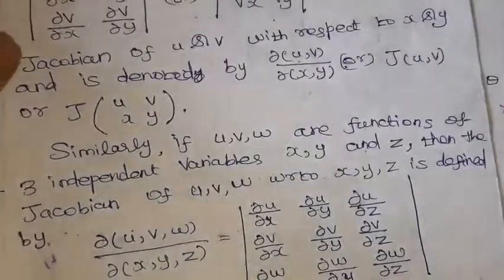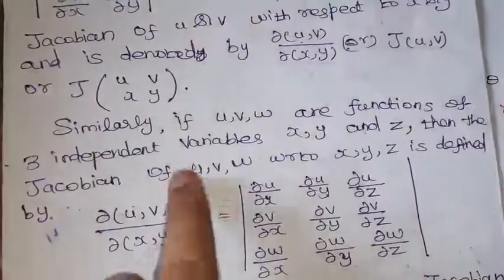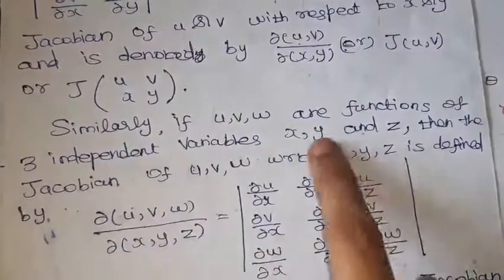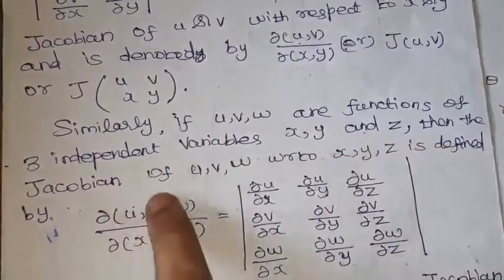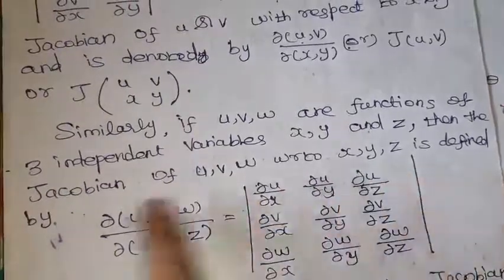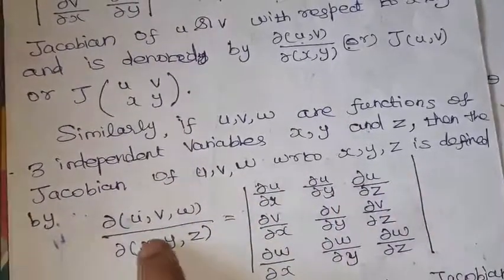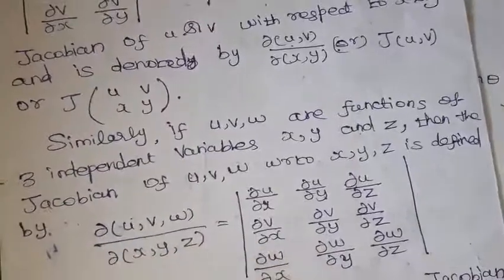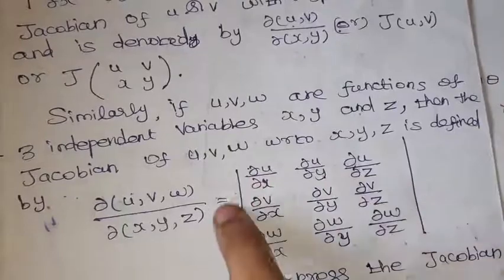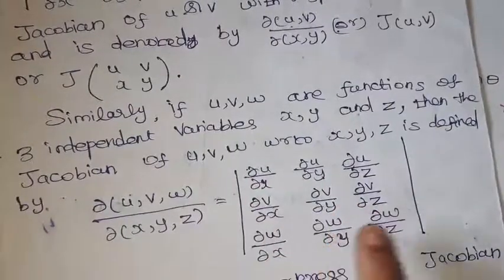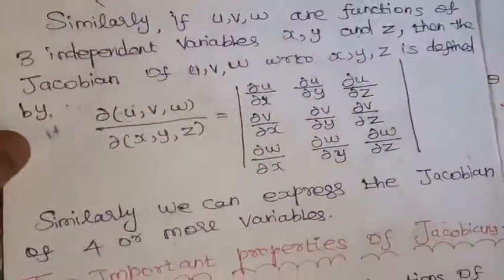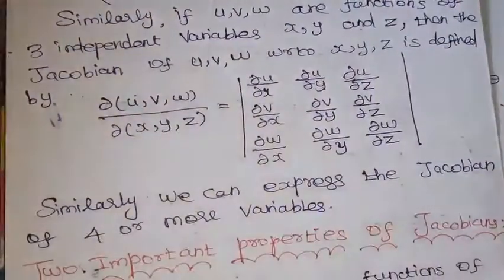For three variables, if u, v, w are functions of three independent variables x, y, z, then the Jacobian of u, v, w with respect to x, y, z is defined by the three-variable determinant. So ∂(u,v,w)/∂(x,y,z) is nothing but the determinant with rows ux, uy, uz, vx, vy, vz, wx, wy, wz. Similarly, we can express the Jacobian of four or more variables.